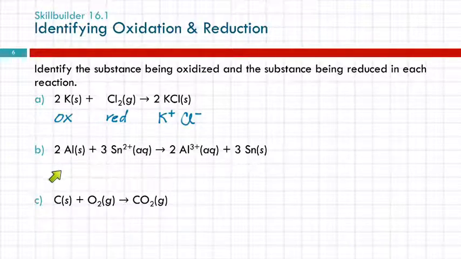So letter B. Here we've got aluminum metal reacting with tin 2 ion to form aluminum ion and tin metal. This one should be easier to see. The aluminum here had no charge, and over here it's got a positive 3 charge. Does it do that by gaining or losing electrons? Losing. Oxidation is loss of electrons, so the aluminum is being oxidized. The tin is going from +2 to 0. It's being reduced. So there's always one thing that's being oxidized and one thing that's being reduced, at a minimum.